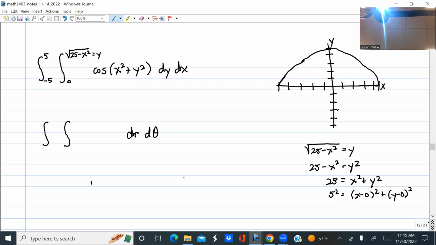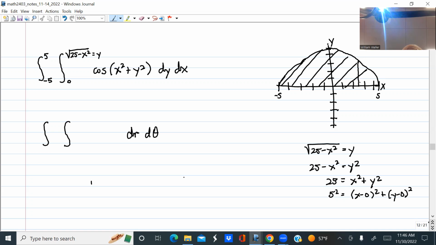So remember, y there is ranging from 0 up to this curve, the square root of 25 minus x squared, and then x is going to run from -5 to 5, right? So that's going to be from the left x-intercept of this semicircle to the right x-intercept of that semicircle. This is -5, and this is 5. So our region of integration is this.